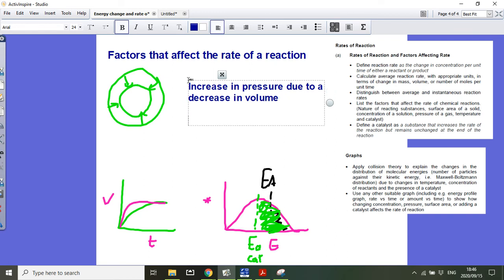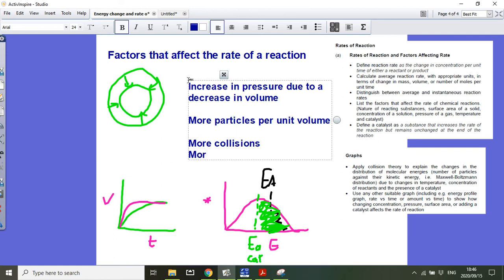Now, if the volume decreased, it means I have more particles per unit volume. And now you'll see it looks exactly the same as the concentration one. If I have more particles per unit volume, there will be more collisions. Therefore, there will be more effective collisions per unit time. Therefore, there will be a faster rate. Okay, going fast, but you get this.